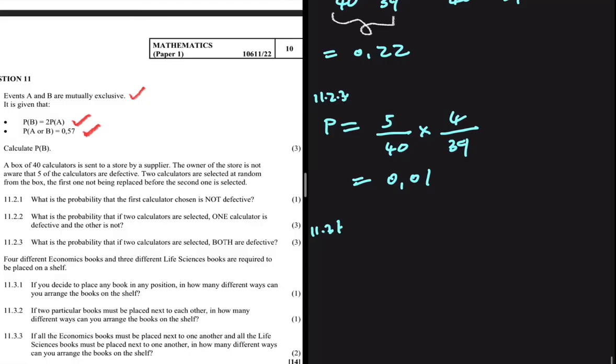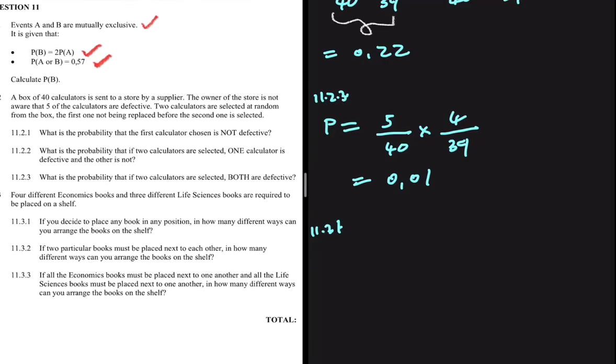11.3.1. We have 4 different economics books and 3 different life sciences books that are required to be placed on a shelf. Then 11.3.1, if you decide to place any book in any position, in how many different ways can you arrange the books on the shelf? So how many books do we have? We have 1, 2, 3, 4, 5, 6, 7, right?